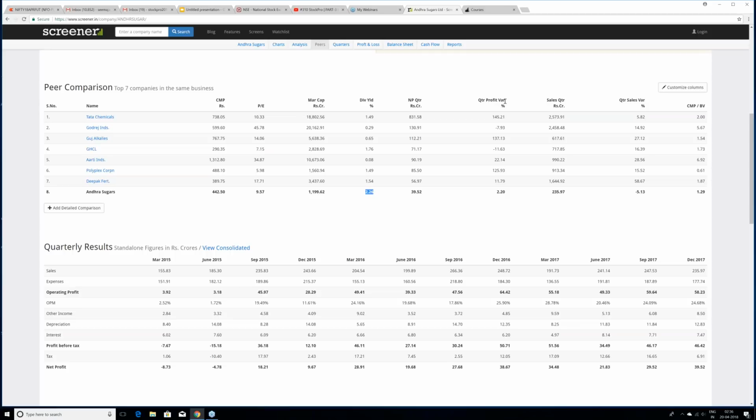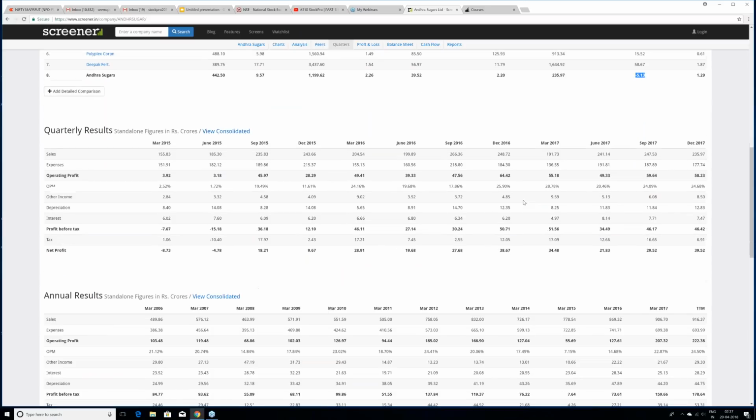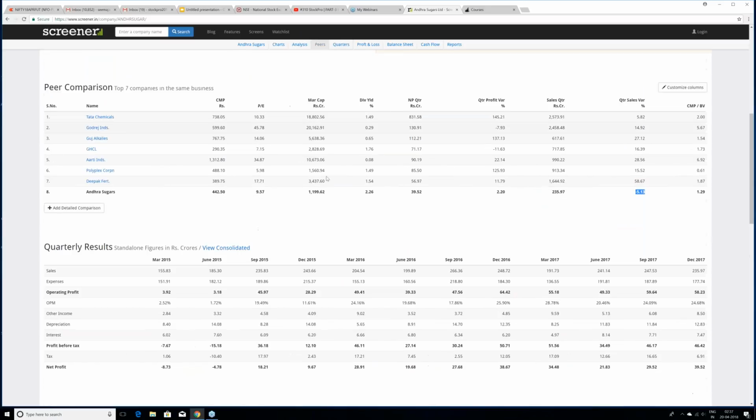Quarter profit variation is 2.2. Sales, not bad. Sales are okay, but very less with respect to the others. And I believe it's the smallest company as far as the market cap is concerned. Quarter sales variance is basically minus 5.313, and the current market price to book value ratio is 1.29. That's okay. Now this is the comparison with the peer companies.